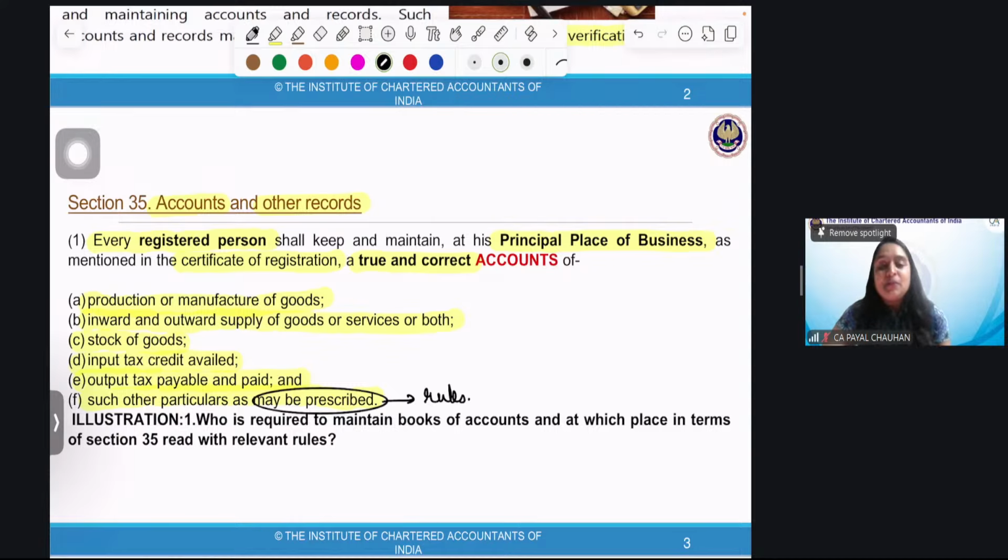This is the first question asked, and the answer is above only, but still. Who is required to maintain books of account? This question is to you people. Just give me in short form. Very good, Said. See, you people got it now? Who is required to maintain books of accounts? Every registered person. So good. At which place in terms of section 35, read with the relevant rule? Yes. Abhi Shamli, I have not explained additional place or principal place, but still, at this point, we've done for principal place of business. Did you know the answer now? Understood? Can I proceed further?